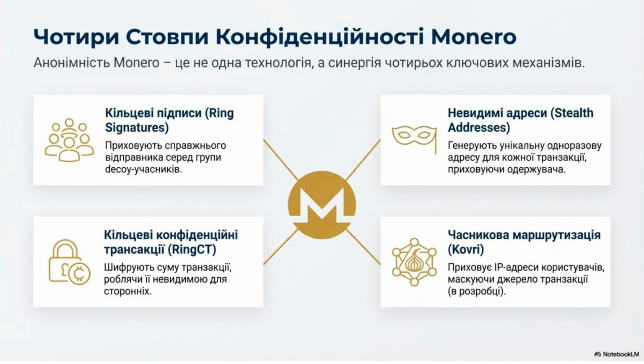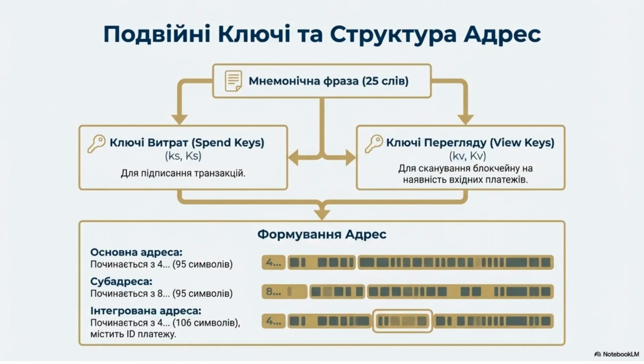Monero's anonymity is a synergy of 4 key mechanisms. These include ring signatures, which hide the real sender; stealth addresses, which generate a unique one-time address for each transaction; ring confidential transactions, or ring CT, which encrypt the transaction amount; and Kovri, a system for temporary IP routing to mask the transaction source. Monero utilizes a dual key structure derived from a 25-word mnemonic phrase.